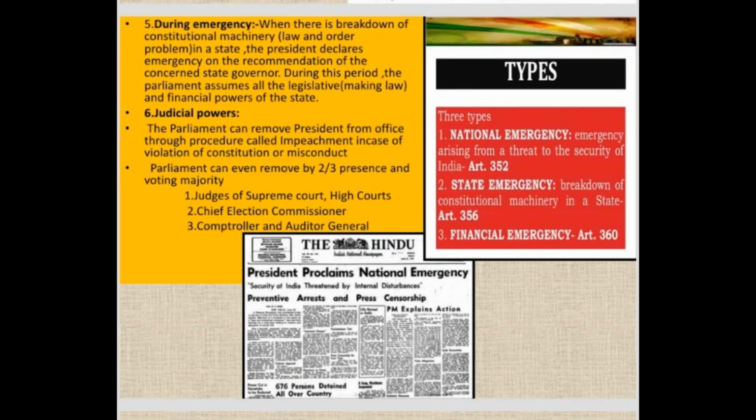In continuation of the legislative powers of parliament, let us now discuss the legislative role of parliament during emergencies. If, in any particular state, the constitutional machinery fails, that means a law and order problem gets created, then the president will declare the emergency on the recommendation of the state governor. I'll tell you here with an example.